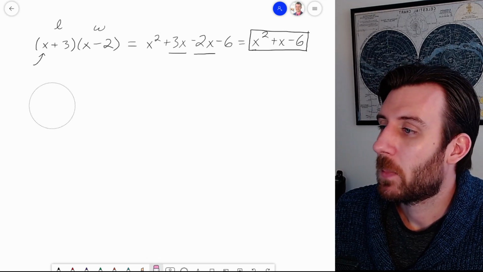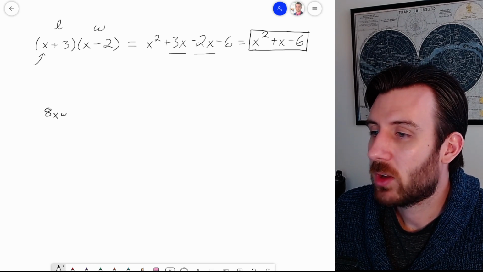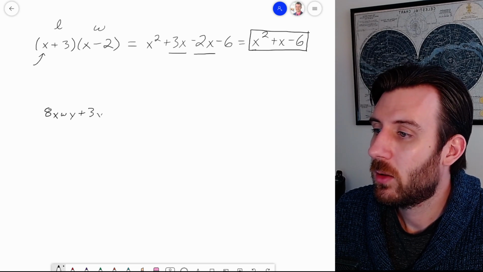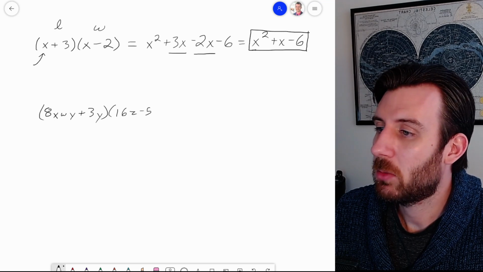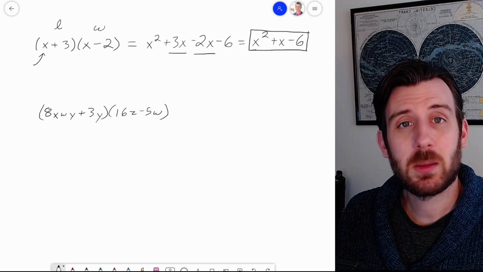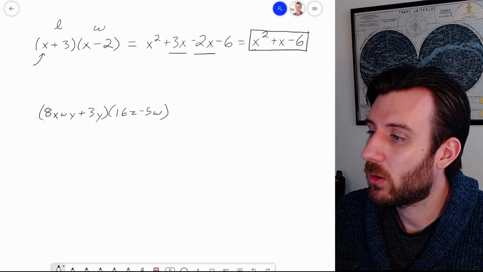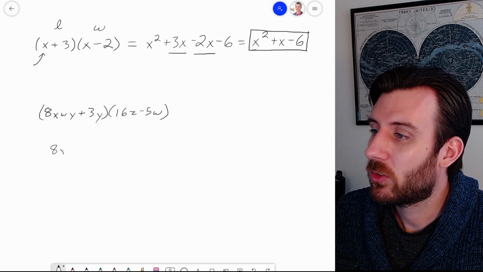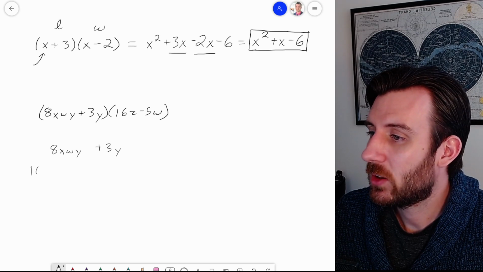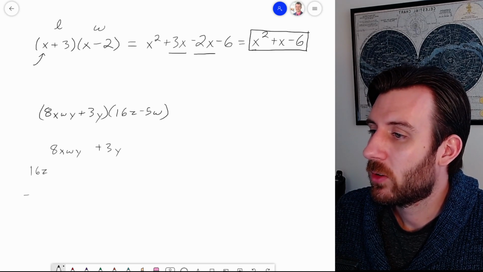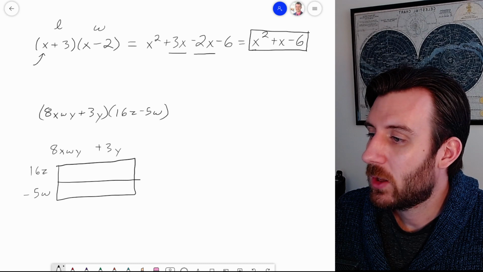The next one I want to look at is how would we multiply 8xwy plus 3y by 16z minus 5w. This is an incredibly intimidating problem, but if we see multiplication, we can always think of it in terms of a rectangle. So let's make our rectangle. It has a width of 8xwy plus 3y, and a height of 16z minus 5w. And let's just go through doing our full multiplication.